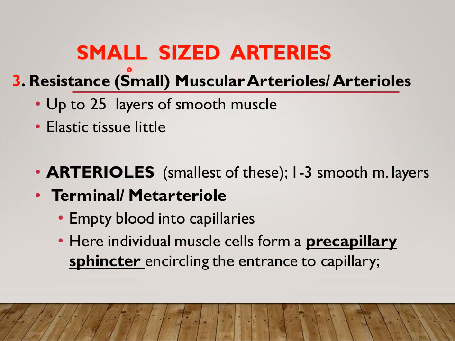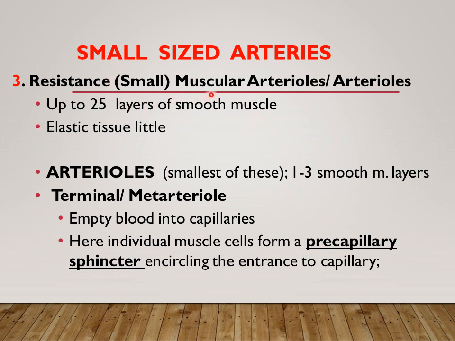Next are the small sized arteries, which are the arterioles, and we say these are the muscular arterioles. These are the small muscular arterioles, and functionally they are the resistance vessels, because some resistance to the flow of blood is present because of the presence of sphincters. Here the smooth muscle layers are present up to 25. So 25 layers of smooth muscle in the tunica media make up the small size arteries, or the muscular arterioles.